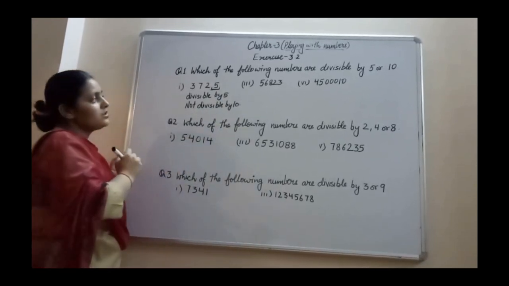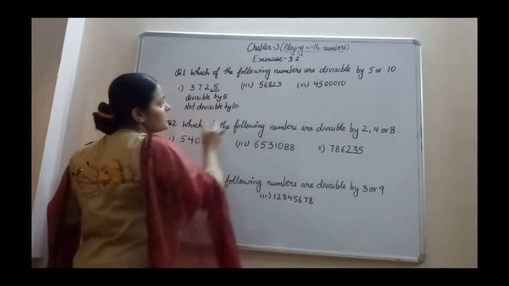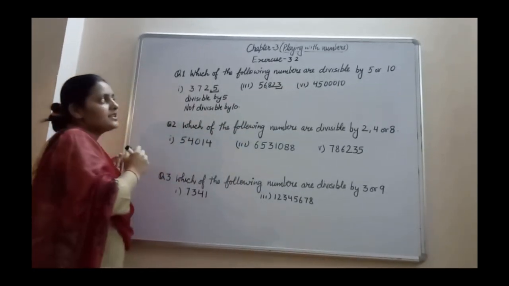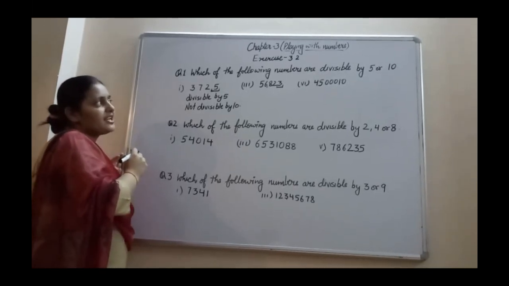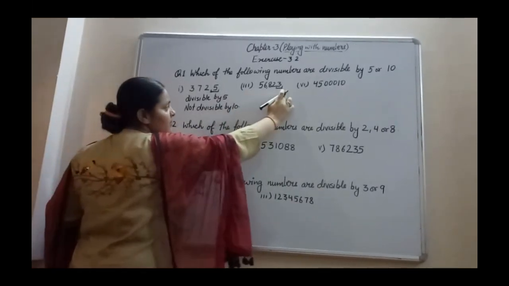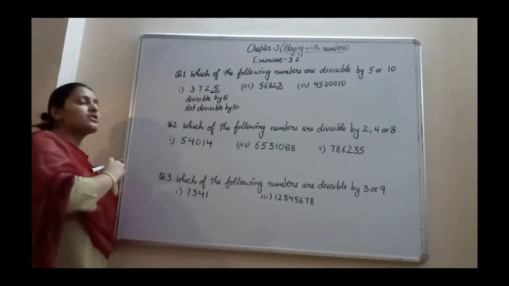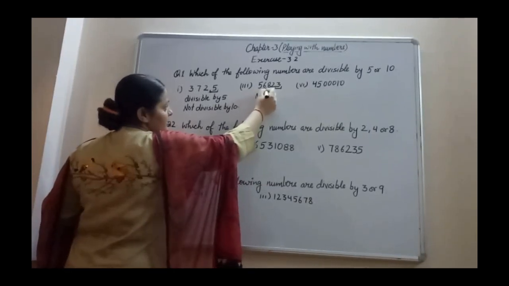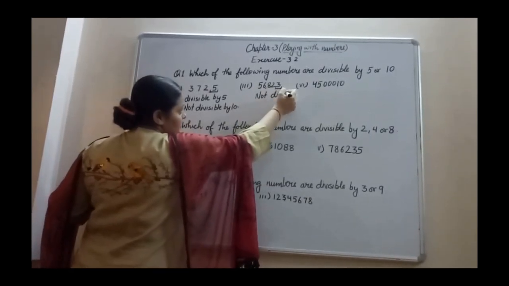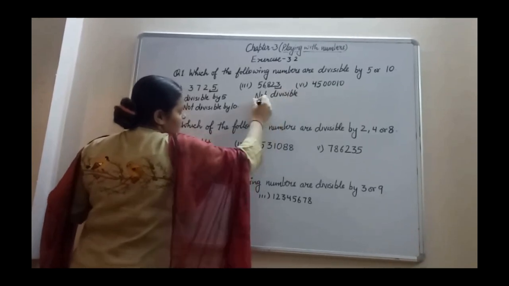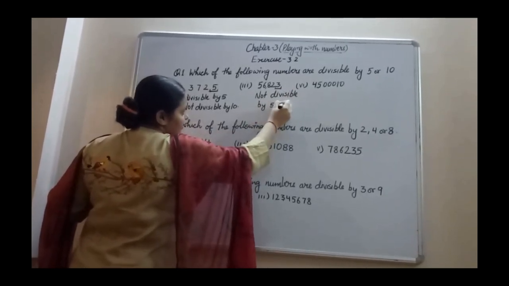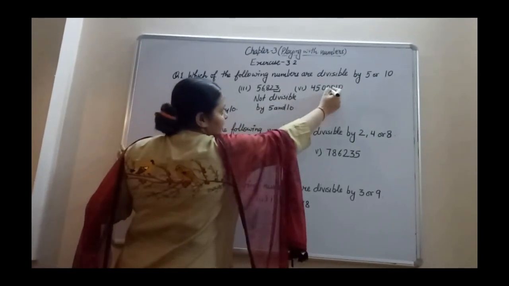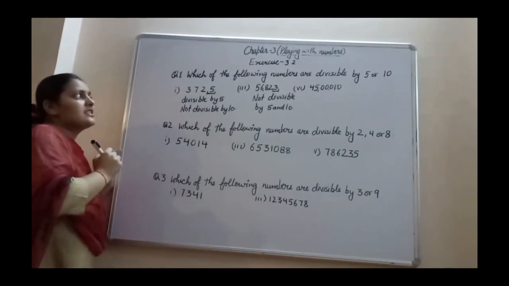Now the next question is 56,823. So we can clearly see that the last digit of the given number is 3. It means that the 3 doesn't have 0 or 5 at the last place. It means this number is not divisible by 5 and 10 and it doesn't follow the divisibility rule of number 5 and number 10. So not divisible by 5 and 10.